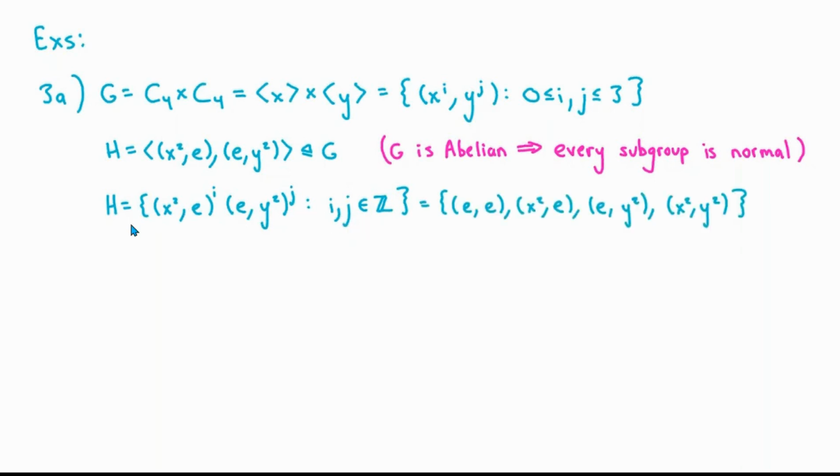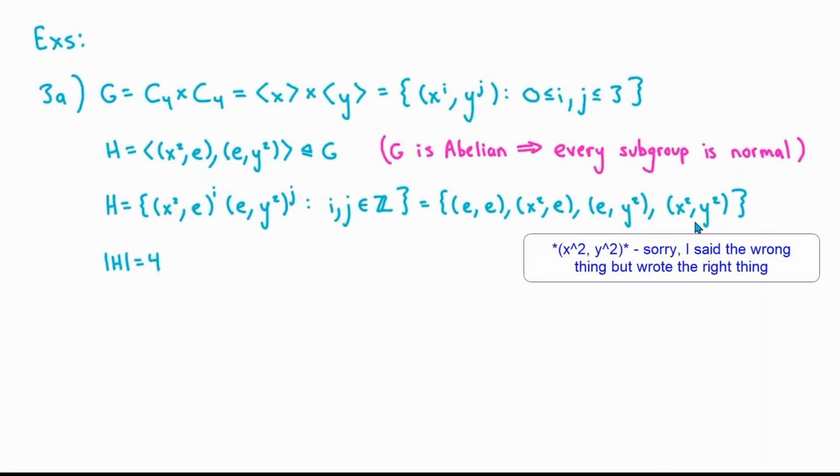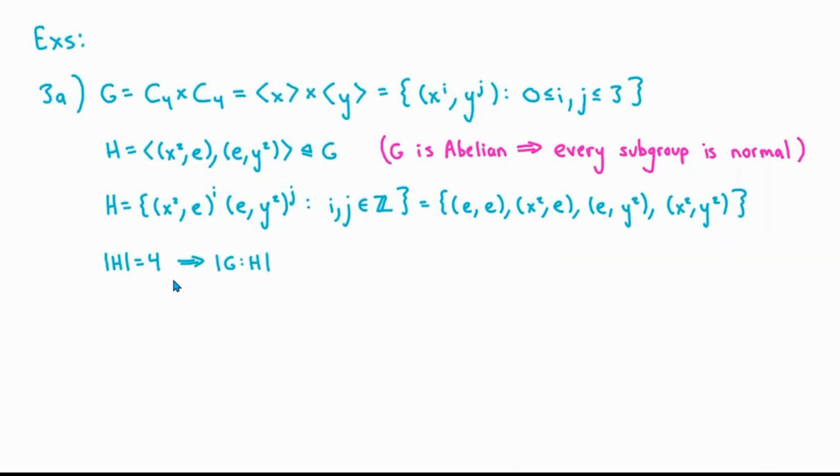So H is the group of order 4 consisting of the identity element, (x squared, identity), (identity, y squared), and (x squared, y squared). Since the order of H is 4, the index of H in G, which is the cardinality of G mod H, is the cardinality of G divided by the cardinality of H, which is 16 over 4, or 4. And since there are two groups of order 4 up to isomorphism, the quotient group G mod H is either isomorphic to the cyclic group of order 4 or to the Klein 4 group.